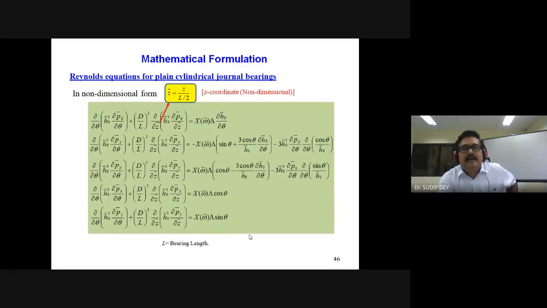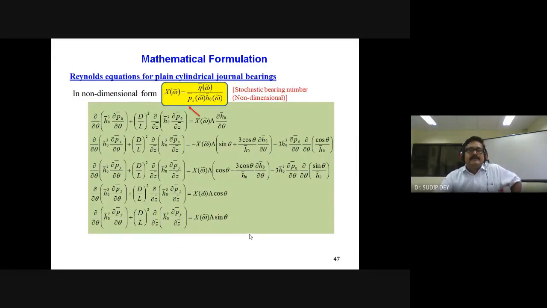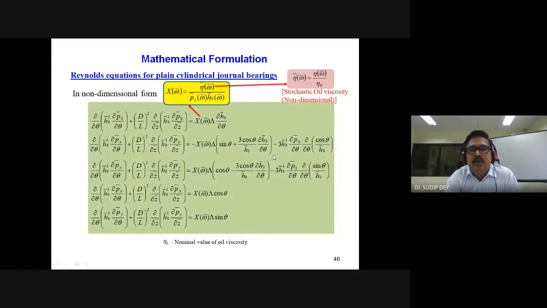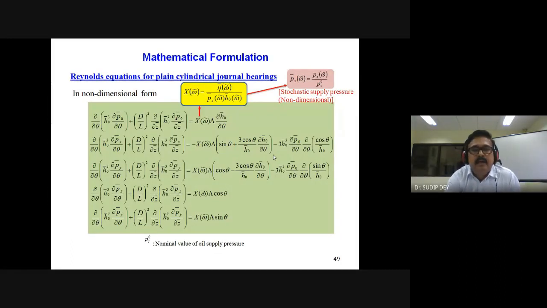Here z bar is the z coordinate, wherein L is the bearing length. Here omega cap is the stochastic bearing number, which is also non-dimensionalized. Next, omega bar is the stochastic oil viscosity, also non-dimensionalized, because eta 0 is the nominal value of the oil viscosity. Then PS is the stochastic supply pressure.